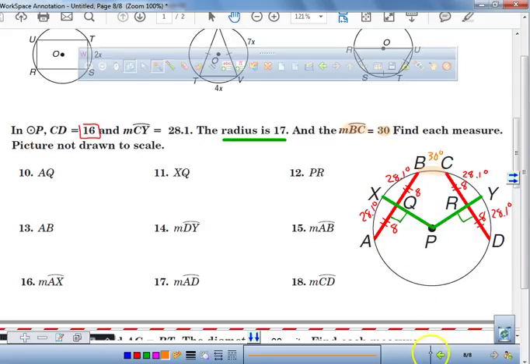Okay? Alright, so right now, we filled in a lot of information. Let's see if we can figure that out. It says, what is A to Q? So let's look at this. What is this from A to Q? What did we find? A.